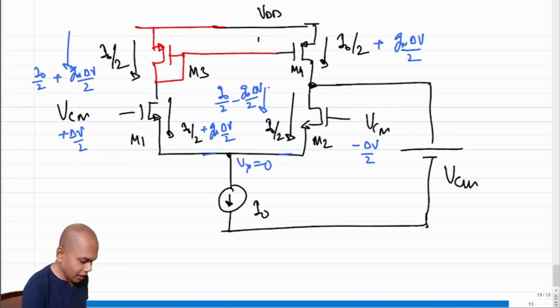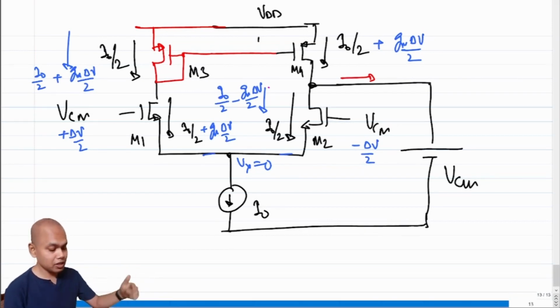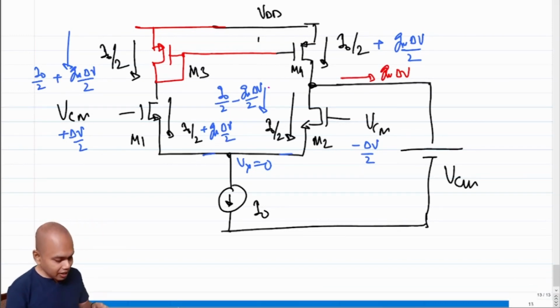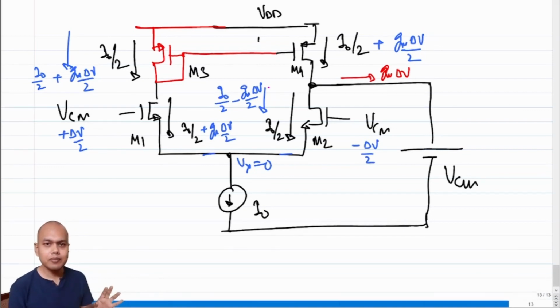Now, what is the difference current that is flowing into this incremental short circuit, or into VCM? Note that the current from the top is I naught by 2 plus Gm delta V by 2. The current from the bottom is I naught by 2 minus Gm delta V by 2. So what is the short circuit current? The short circuit current is Gm times delta V. So note that we are getting a doubling of the short circuit current by simply using the current mirror method of biasing. That is a good thing.